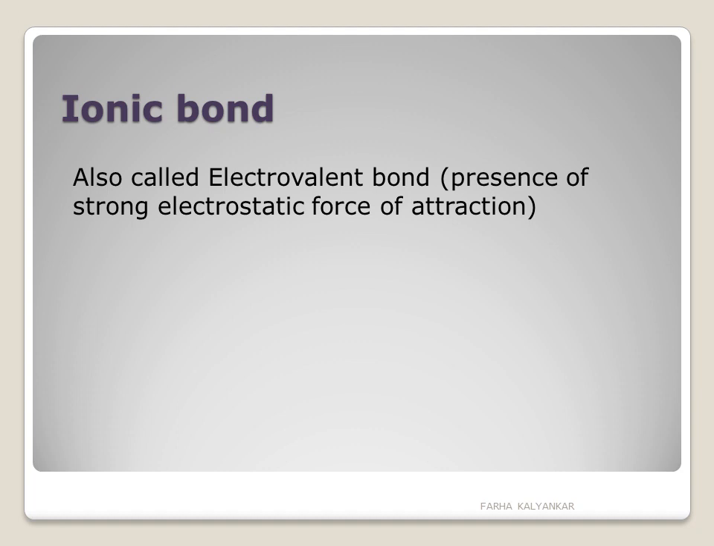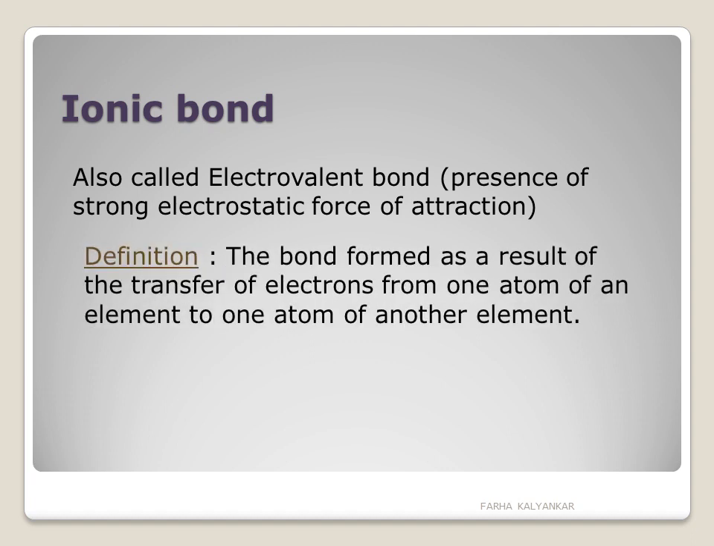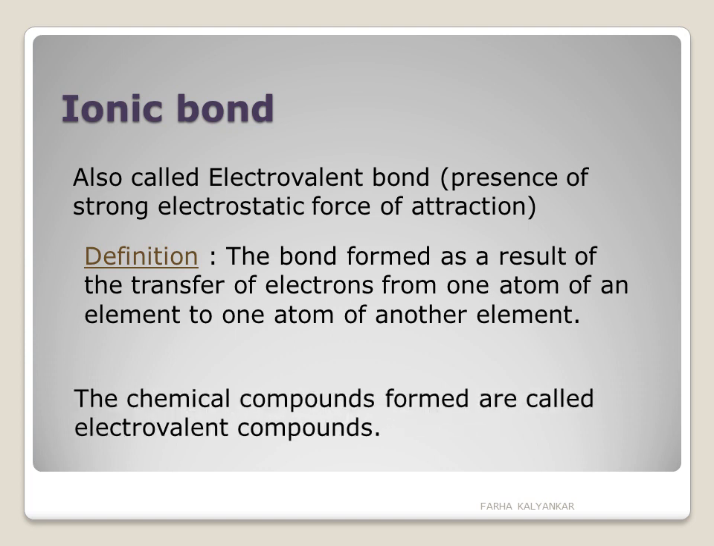Ionic bond is also called an electrovalent bond because of the presence of a strong electrostatic force of attraction. The definition of ionic bond is the bond formed as a result of the transfer of electrons from one atom of an element to one atom of another element. The chemical compounds formed by ionic bonding are called electrovalent compounds.